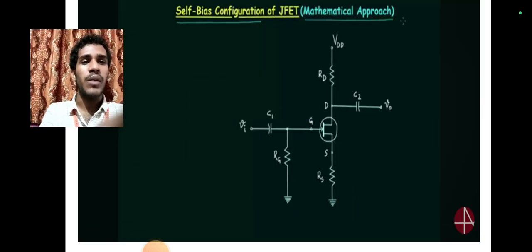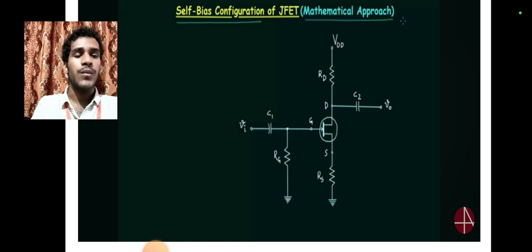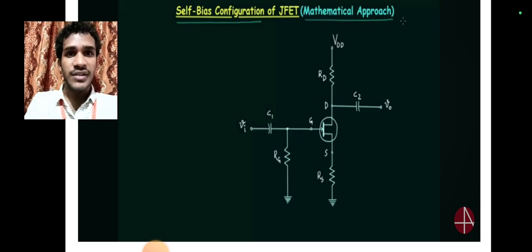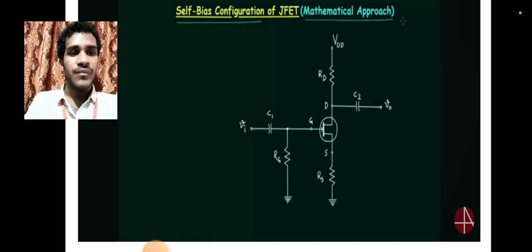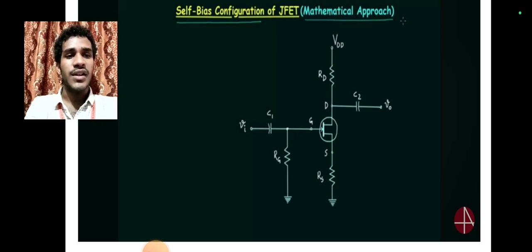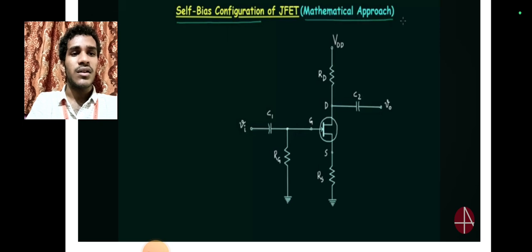Here we can observe the self-bias configuration of the JFET, with the mathematical approach. One n-channel JFET is present here. The two capacitors C1 and C2 are coupling capacitors. In self biasing, compared to other biasing techniques, we get an RS. RS is an extra resistor, VDD is a voltage source. Here RG is also present, the drain resistance and gate resistance, and the drain current.